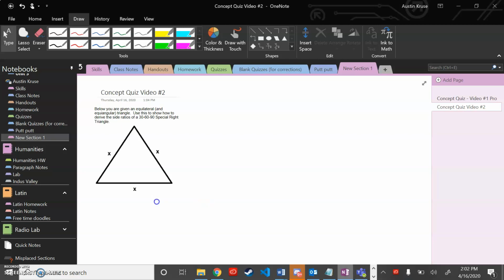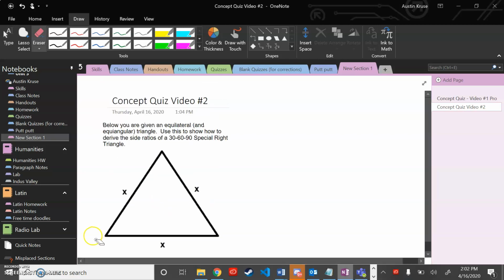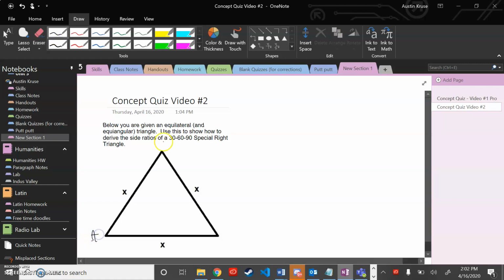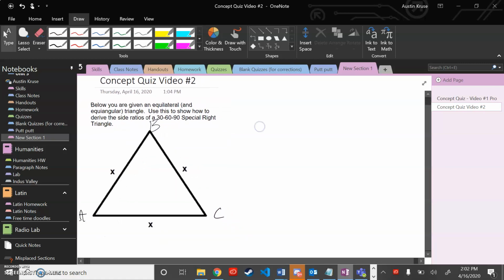Alright, so the first thing you want to do is label your triangle. I'm going to label it A, B, C. And then the next thing we know is that these two sides are congruent because it's given that it's an equilateral triangle, so all the sides are congruent. And it's also an equiangular triangle.